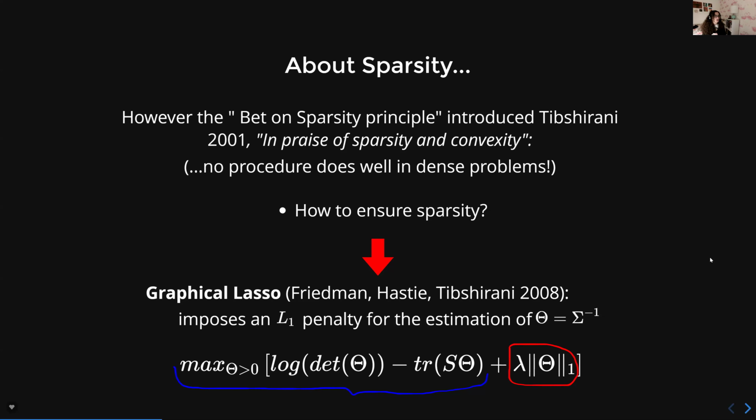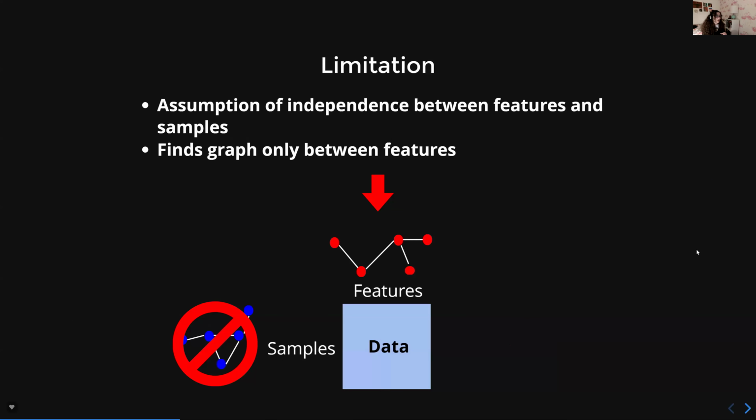Now, how do we ensure sparsity in this context of Gaussian graphical models? Sparsity was imposed by Friedman, Hastie, and Tibshirani in 2008 with the graphical lasso, using an L1 penalty on the maximum likelihood estimation of the precision matrix. That's this term here, and that's how the sparsity was enforced. This is great, this worked, but of course there are some limitations.